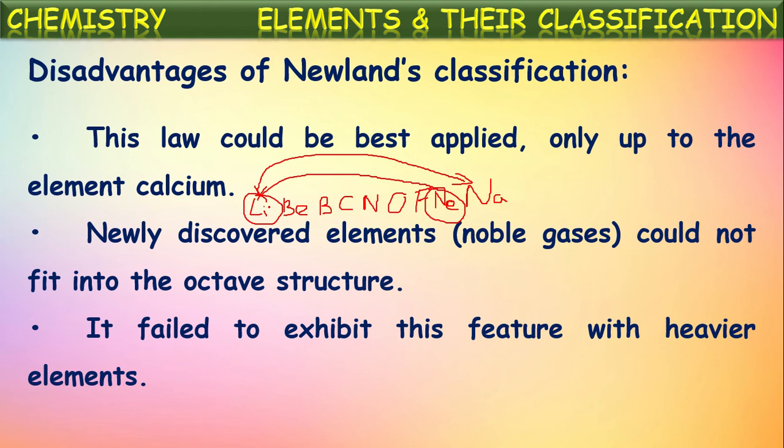It failed to exhibit this feature with the heavier elements, as we told in the first point. This is best applicable only for few elements till calcium. It is not applicable for the heavier elements. It is not fit for those higher elements. So we can say these are the drawbacks by which this Newland's classification is discarded.